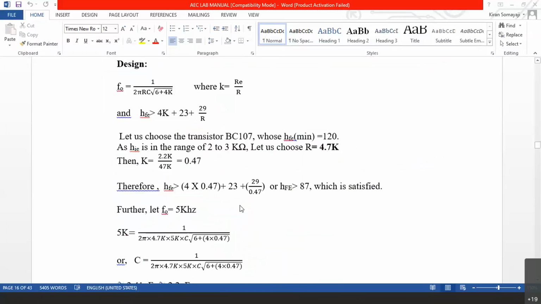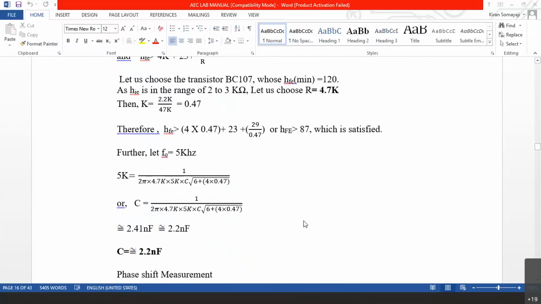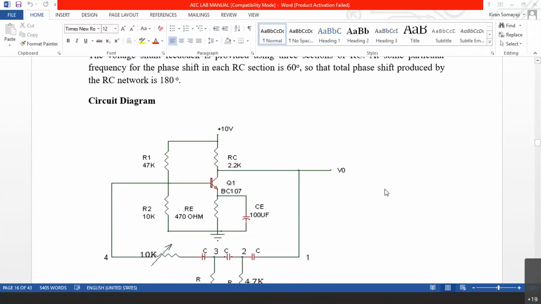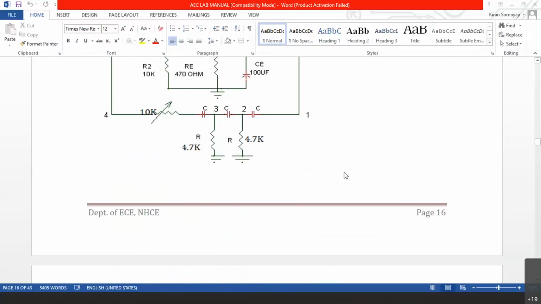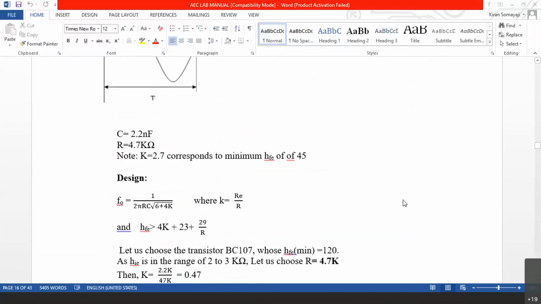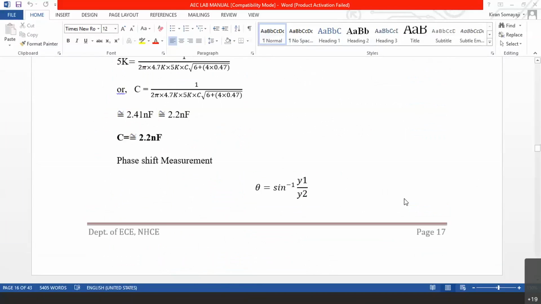We had designed it for around 5 kilohertz. You will have a slight variation. You will not get 5 kilohertz exactly because we are using a standard value of 2.2 nanofarad instead of 2.41 nanofarad. So you will have a slight change in the frequency value. You can see this frequency in the oscilloscope. In the oscilloscope, you can measure the period of the waveform. 1 over T is going to be F. That's all. That is the first part of the experiment.